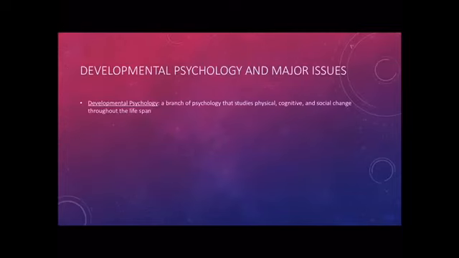Alright, so this chapter focuses on the branch of developmental psychology, and this branch is going to study all the different types of changes that occur throughout the lifespan, like physical, cognitive, and social changes among people. And those key words for this branch of psychology are throughout the lifespan. We're measuring these changes from birth to death.